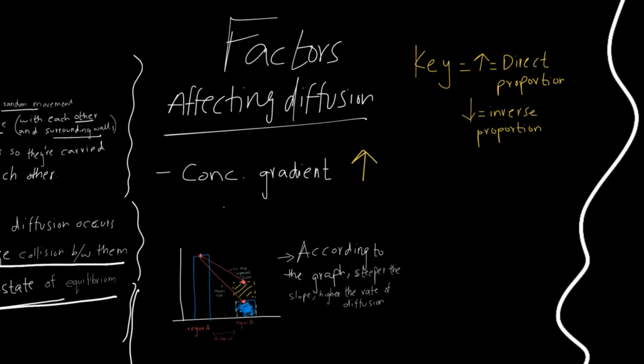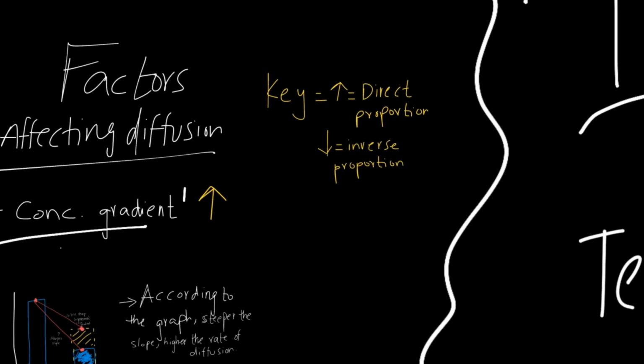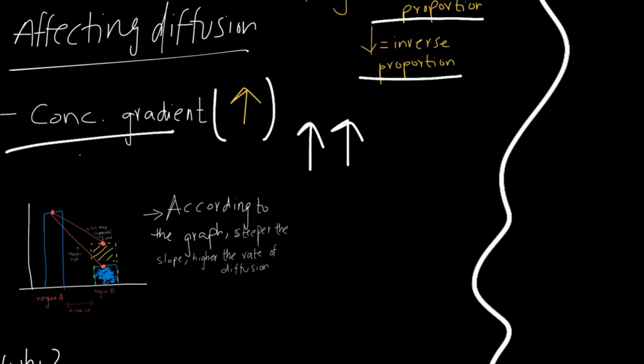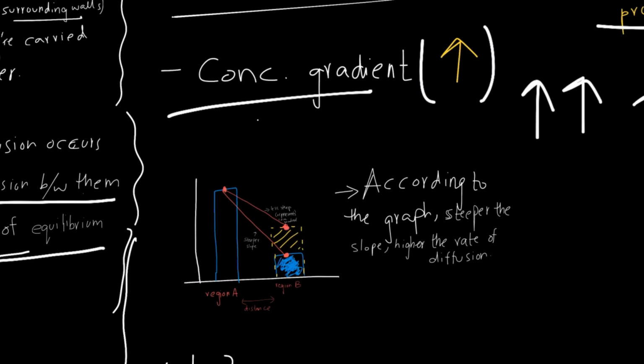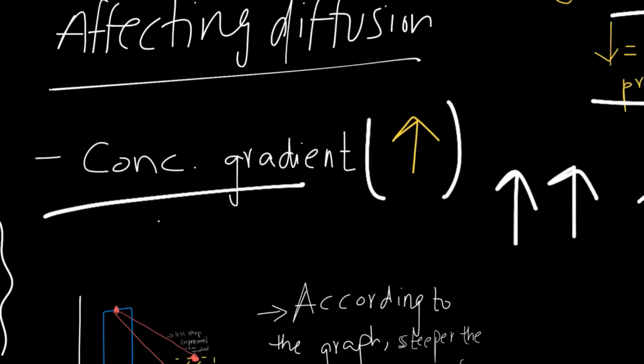The first one being concentration gradient. Now this right here is a key. This arrow marked with a bracket, the upwards arrow, suggests direct proportion, which means that if a certain quantity increases, the rate of diffusion will also increase. And the downward arrow means inverse proportion, which means if a certain quantity increases, the rate of diffusion will decrease. So in this case, as the concentration gradient increases, the rate of diffusion also increases, and I'll show how.